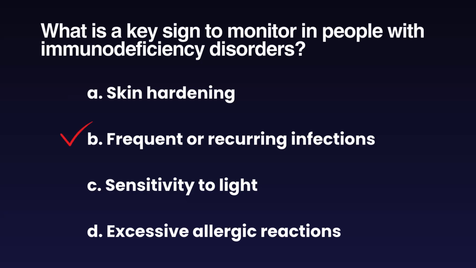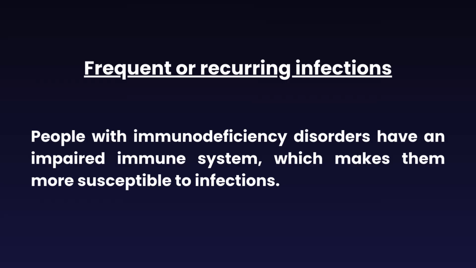Correct answer. B. Frequent or recurring infections. People with immunodeficiency disorders have an impaired immune system, which makes them more susceptible to infections.